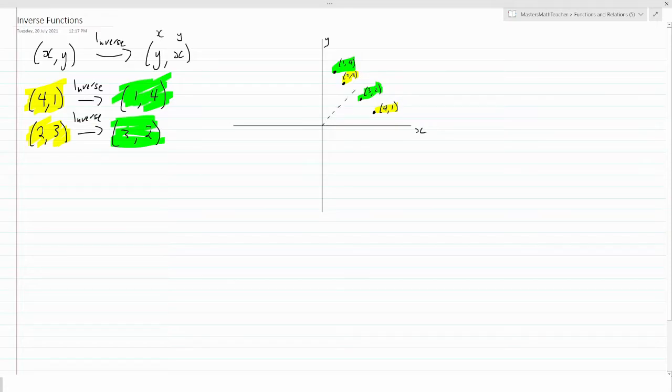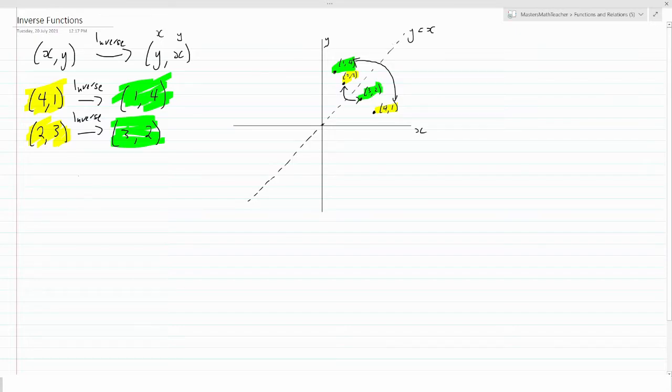So this line here, the line y equals x. So what you'll notice is all inverses are essentially a mirror image over the line y equals x. And that makes sense, right? Because the y is now the x. The x is now the y. So it's been reflected over this line.